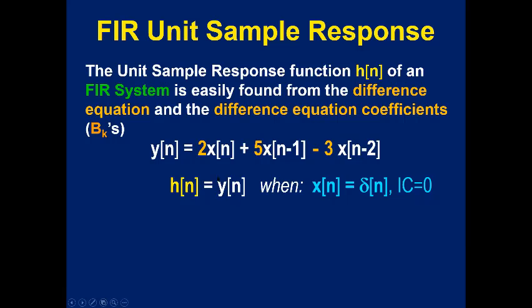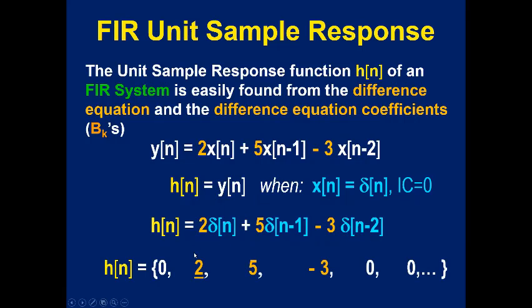So if we literally make that substitution in our equation, we see that h of n replaces y of n, x sub n is replaced with delta sub n, x sub n minus 1 with delta sub n minus 1, and so on. We get a closed form expression with a few unit samples of the unit sample response. h of n is 2 delta sub n plus 5 delta sub n minus 1 minus 3 delta sub n minus 2. Or its sample values were 2, 5, and minus 3, and all the rest were zeros.